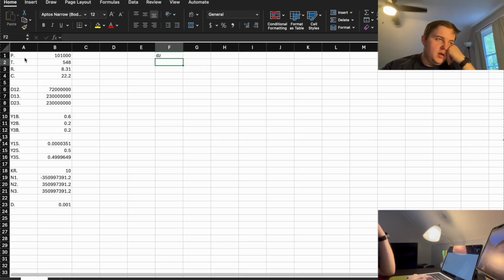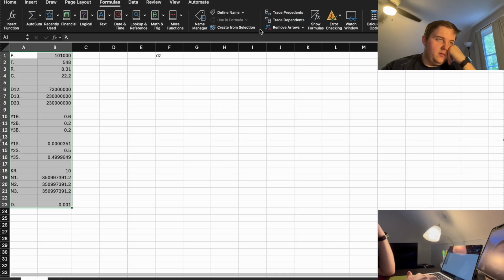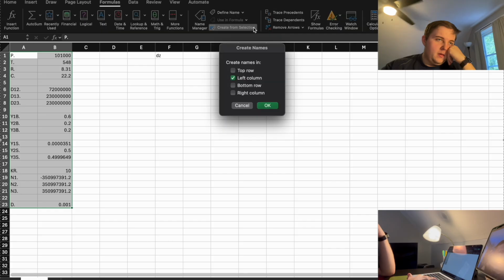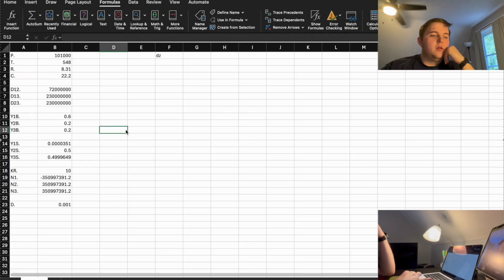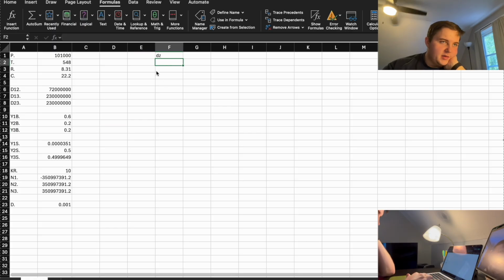So what we're going to start with, we have to define these as formulas before we start, so we're going to go here and then go to formulas, create from selection, left column. Okay, so now we can use those formulas in the rest of our Excel.